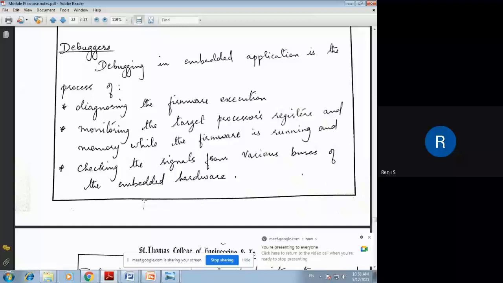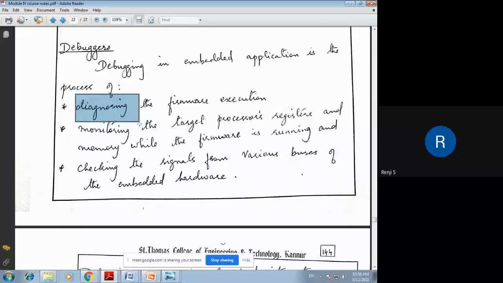Debugging in an embedded application is the process of diagnosing the firmware execution, finding out whether the firmware is working correctly. If there are any problems, you are finding out the problems that exist during firmware execution. As the firmware executes, you can stop the firmware in between and check if everything is functioning well, and that process of checking during the execution flow of the firmware is called debugging. It is nothing but diagnosing the firmware execution.